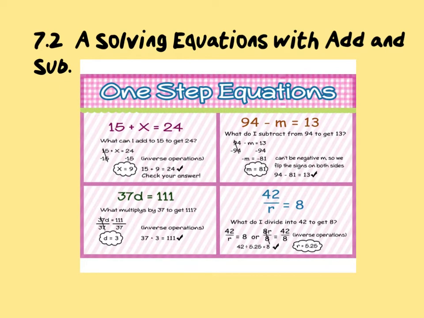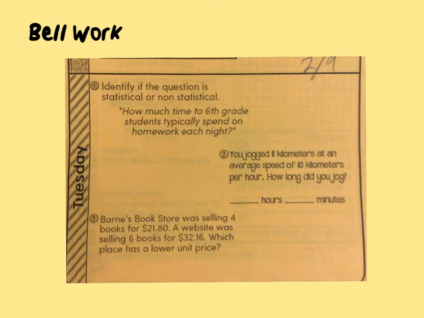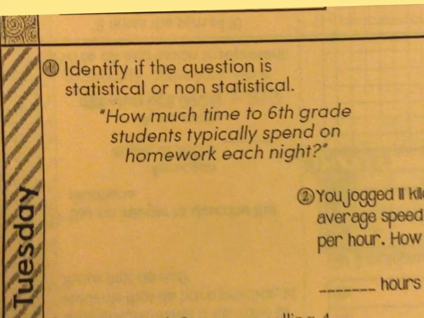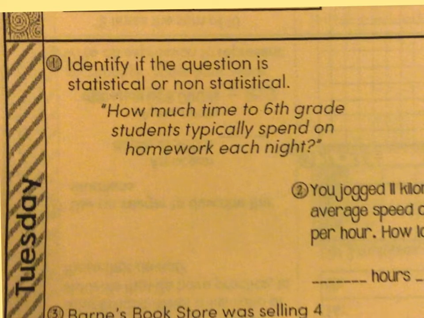So let's get into your Bellwork. All right, let's take a look at number 1. Number 1 says, identify if the question is statistical or non-statistical. How much time do 6th grade students typically spend on homework each night? Now, remember back to when we talked about statistical questions, that the answer has to have a varied amount of responses. If I ask this question to a class of students, would I get 1 or 2 answers or could I get multiple answers? If you say yes to multiple answers, you know that this would be a statistical question. So yeah, we want to say this is a statistical question.